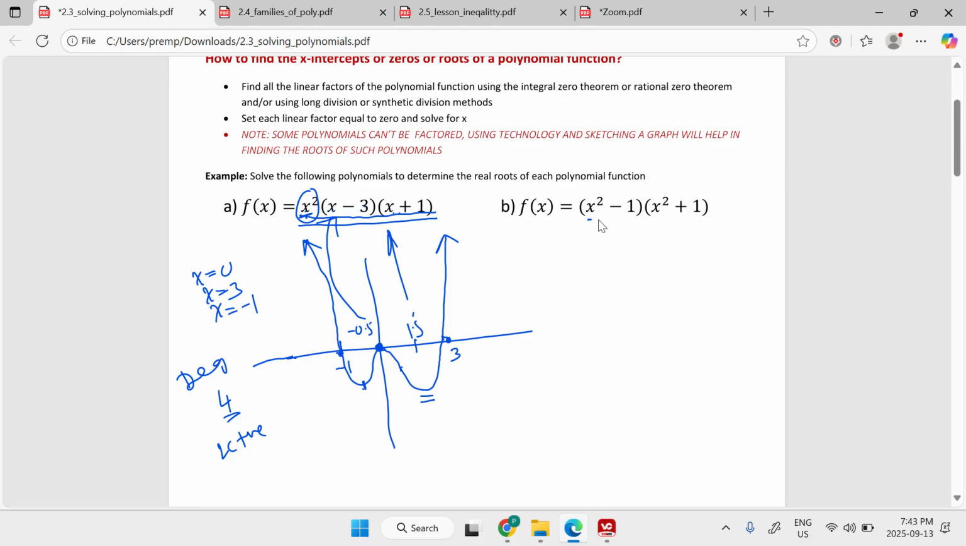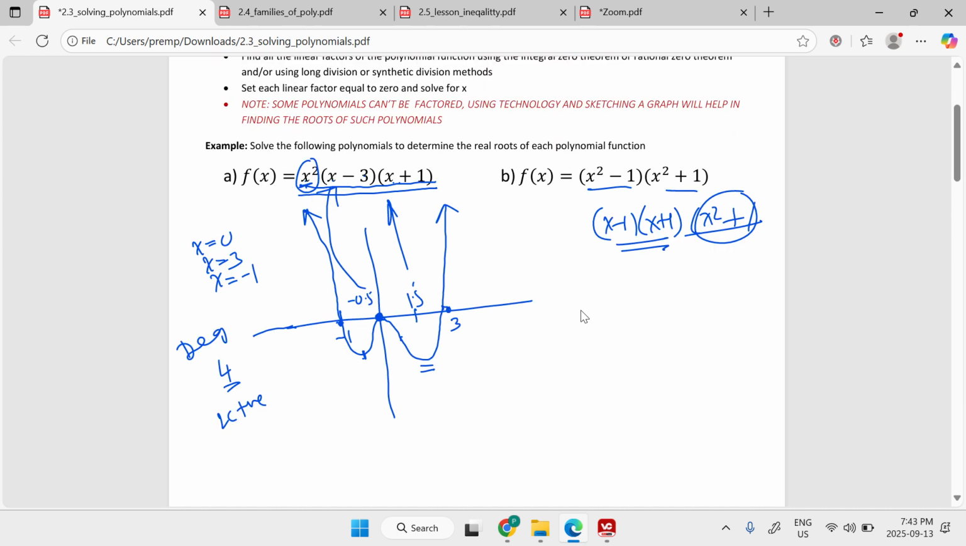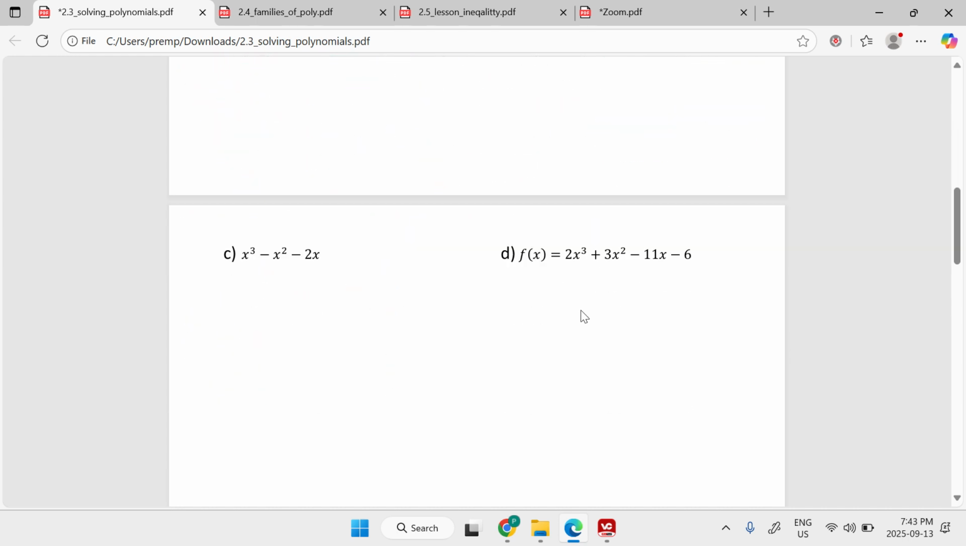Also from here, you know that your factors are x - 1, x + 1, and then x squared plus 1 is not a factor. So those are the only two factors we have for this function, because x squared plus 1 will not give you any factor. Okay, so you can solve these problems just by factoring.